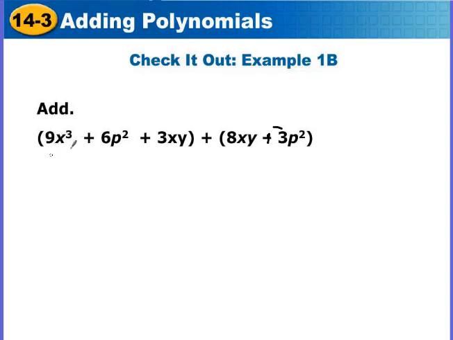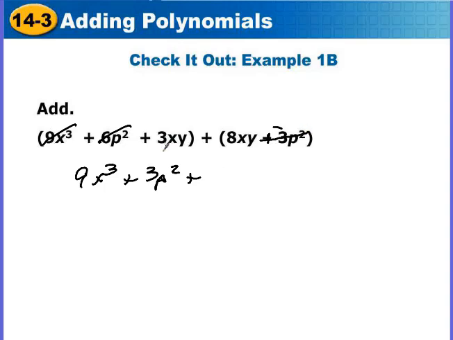So now I start combining things that can go together. Do I have any other x cubes? No, I don't, so I just write down 9x cubed. Cross that one out. Do I have any other p squareds? Yes, I do. I got some p squareds over here. So 6p squareds and negative 3p squareds give me 3p squared. Plus, and then those go away.